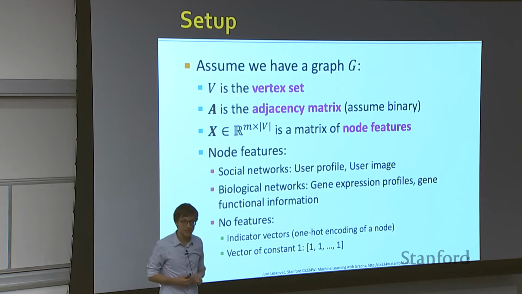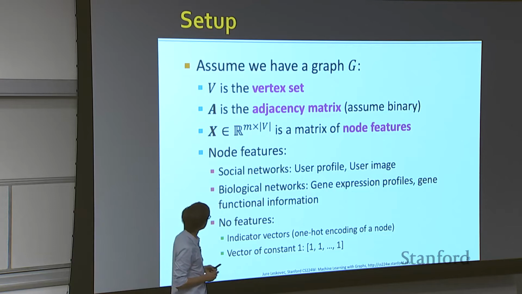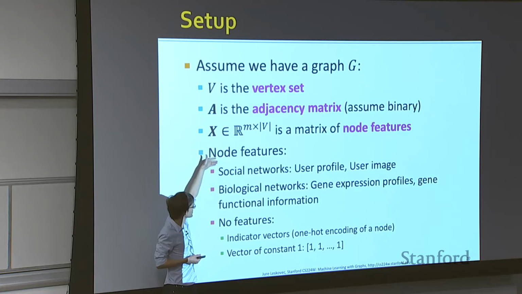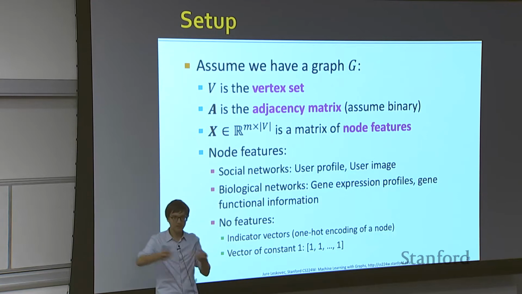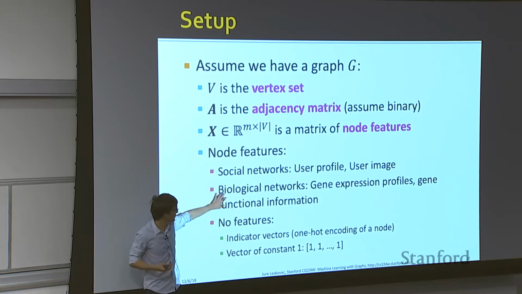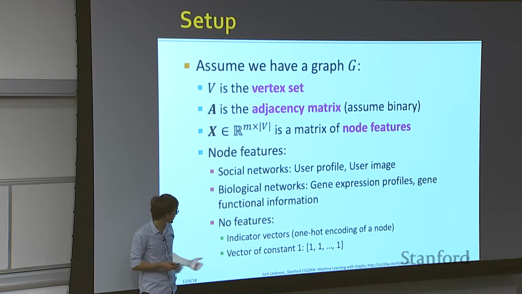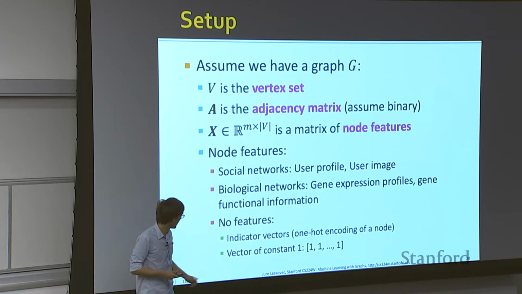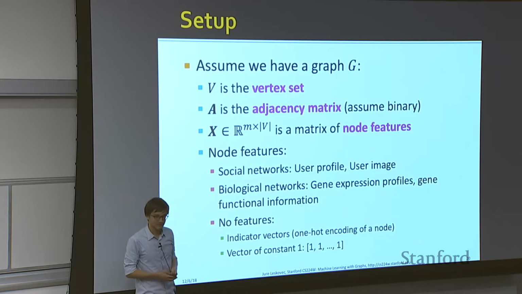So here is the setup for the rest of the lecture today. We will assume we have a graph that has some vertex set and the adjacency matrix, and vertices have some set of features. If we are in a social network, features could be a user profile, or the feature vector could simply be the image the user has. In biological networks, this could be gene expression profiles. If we have no features, things can still work. We could, for example, use indicator vectors, one-hot encodings as they are called, of the nodes. We could even use a vector of all constants as a feature vector. This is what people use when they don't have any features.